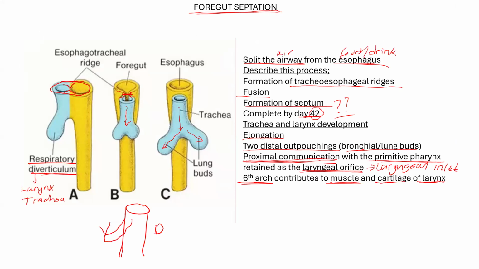Okay, thank you. So now let me address these questions which are coming in. Is the respiratory diverticulum the same as the tracheoesophageal ridges? I think no. I will explain that again.